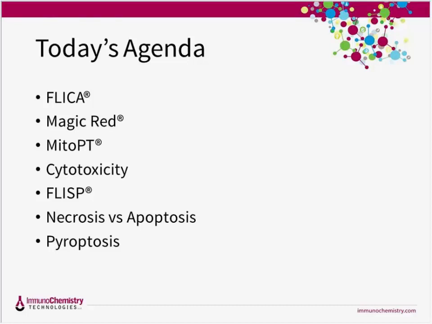We'll also look at an assay for measuring necrosis versus apoptosis. And finally, we'll finish with a discussion of pyroptosis, which is a form of inflammatory cell death, and we'll highlight a detection assay that we have for measuring it. As we work through these main key topics, we'll also discuss some of the cancer research applications of each of these different product lines, and we'll be reviewing some sample data.